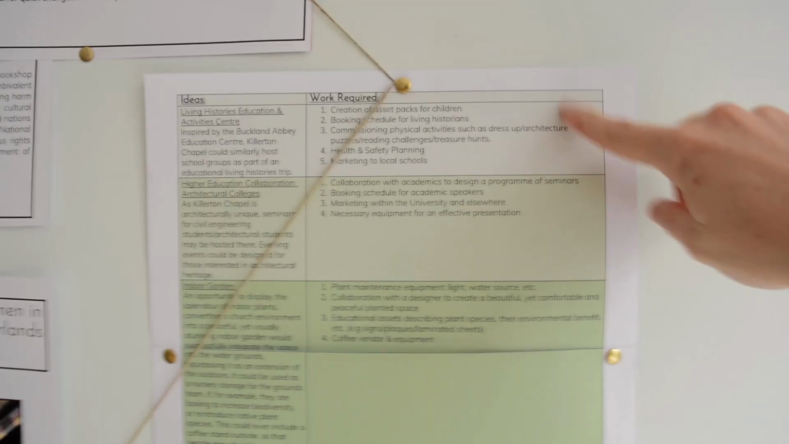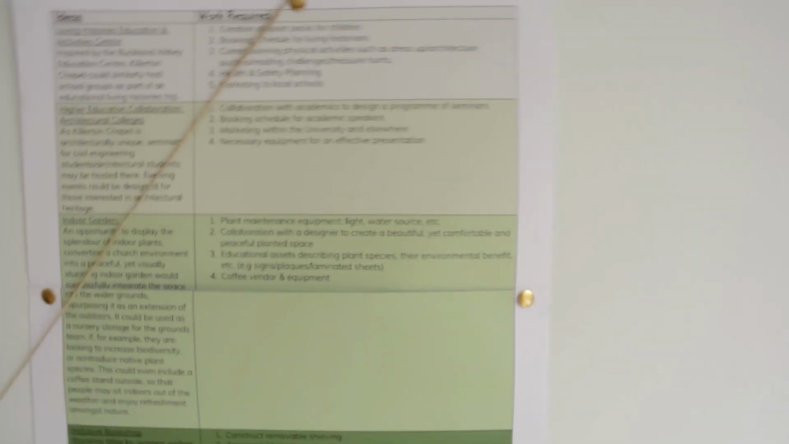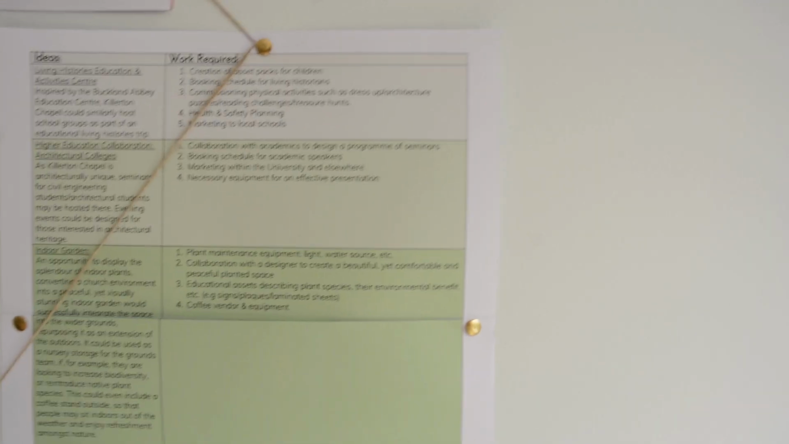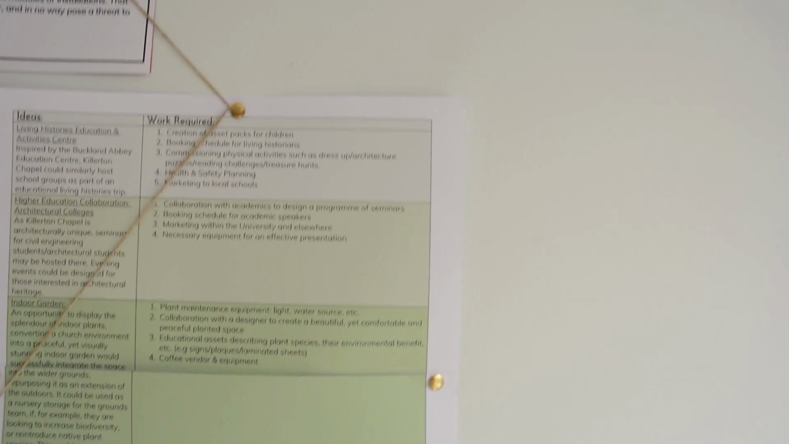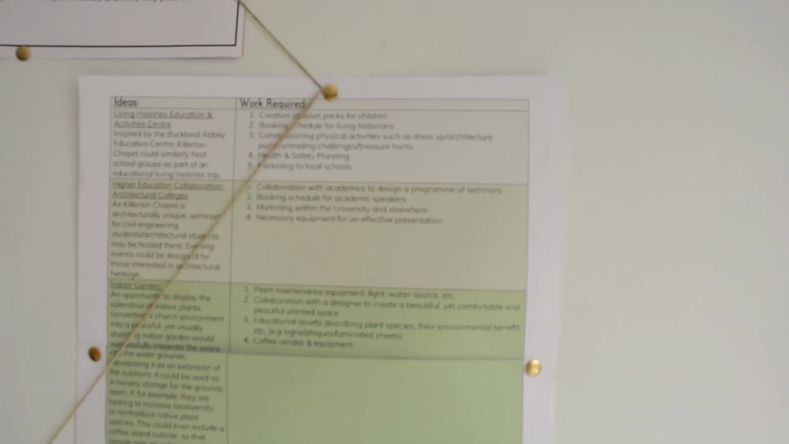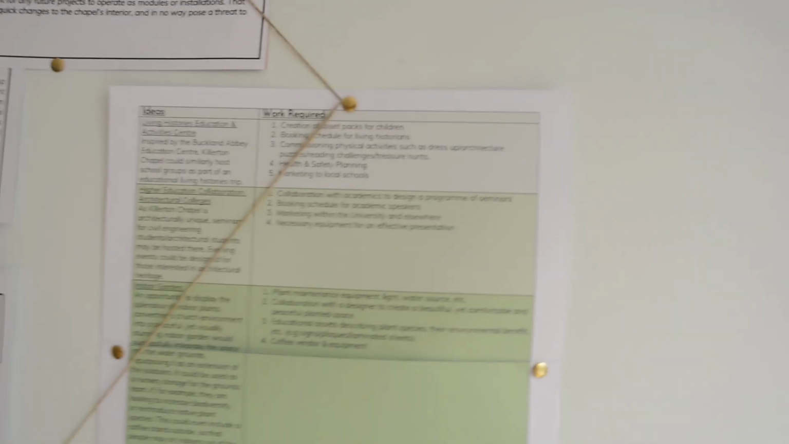So you'd have to create asset packs, and a booking schedule to bring in living historians or people to deliver talks. There would also be quite a lot of physical activities to be commissioned, so perhaps you could do dress up, architecture puzzles, reading challenges, treasure hunts, all of these things that really get little children to engage with history in exciting and inspiring ways. Obviously there's also the relevant health and safety planning and marketing to local schools to take into account.